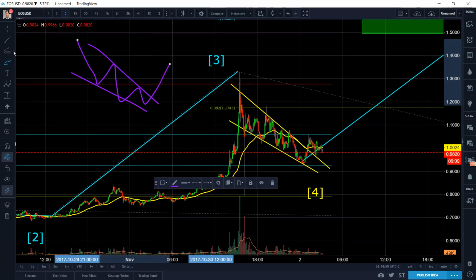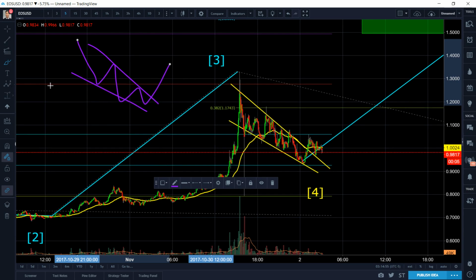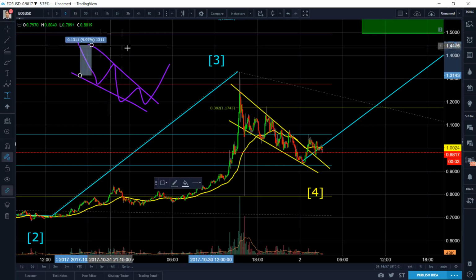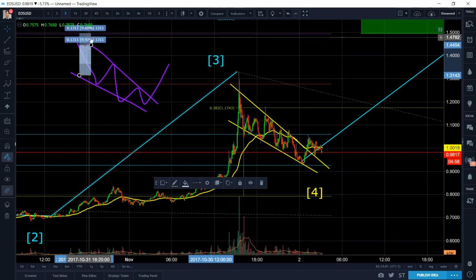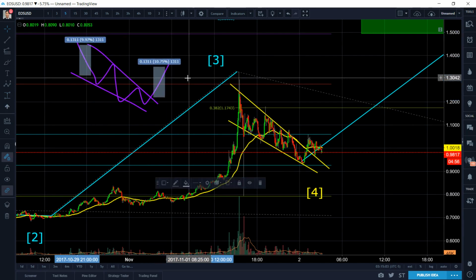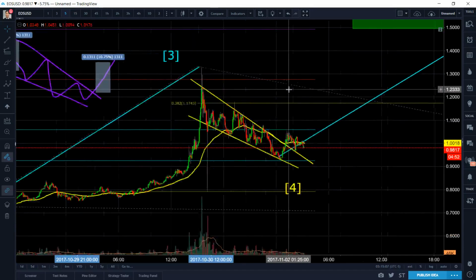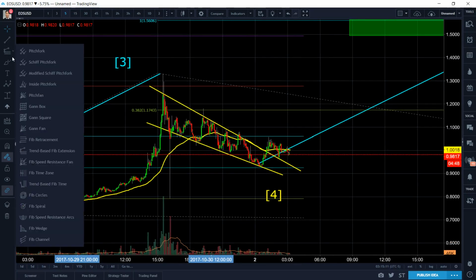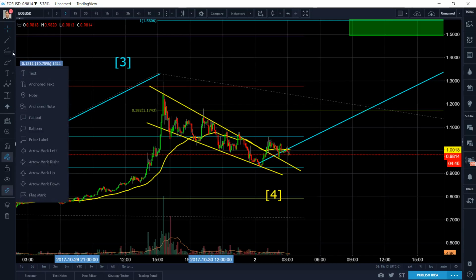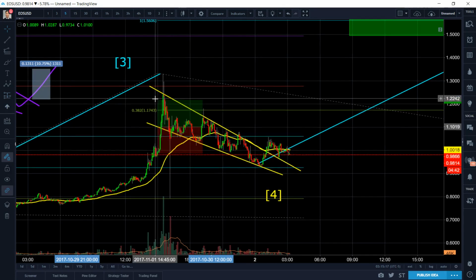We take the base range of the wedge. We take this particular range right here of the wedge, and then we use that as a target by cloning it and moving it over. So that is where our first target is going to be. Does that make sense? So let's say I took this wedge right here, this range. I'm going to use my long tool, if I can find it, right here.